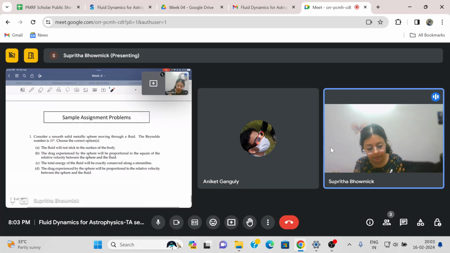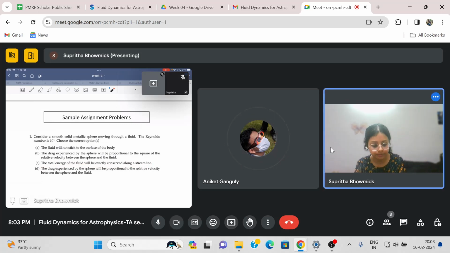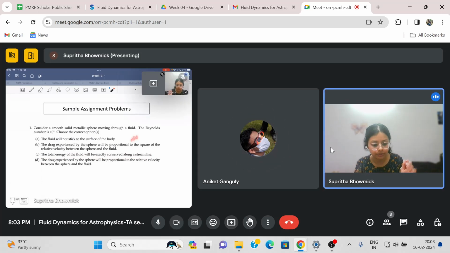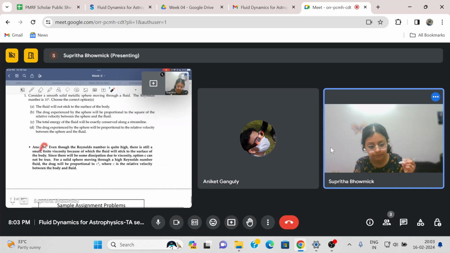The drag experienced by the sphere will be proportional to the square of the relative velocity between sphere and fluid. True, absolutely, because of the force law we are using: Fd goes as u square. The total energy of the fluid will be exactly conserved along the streamline. No, because it will be dissipated in the form of vortices; mu is non-zero, first of all. The drag will be proportional to the relative velocity between sphere and fluid. No. Of course B is correct. So the correct answer is B.